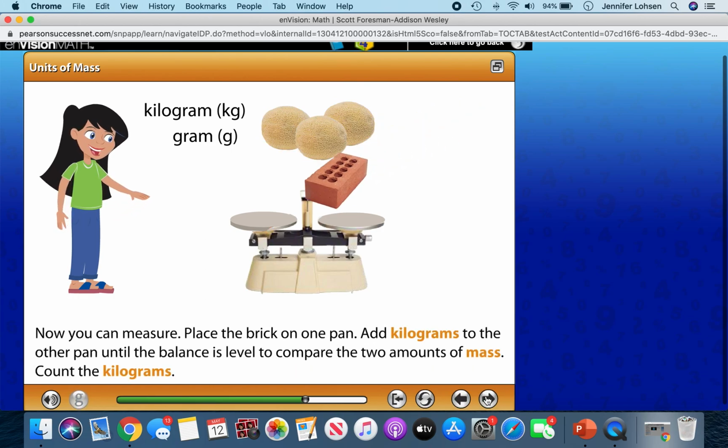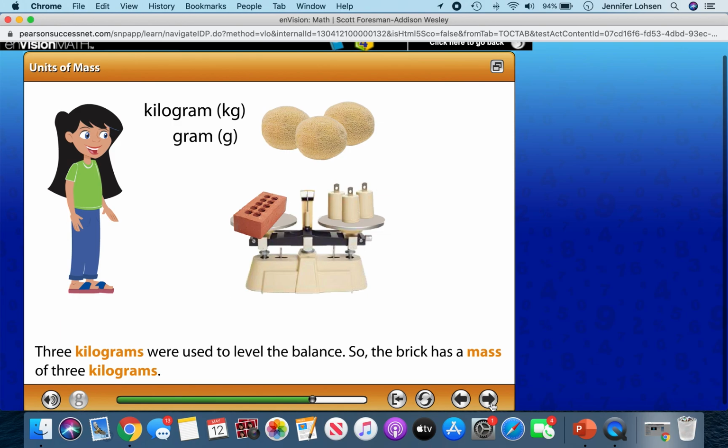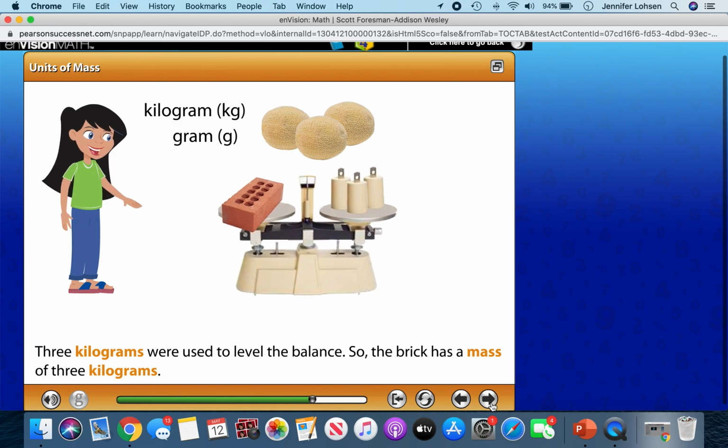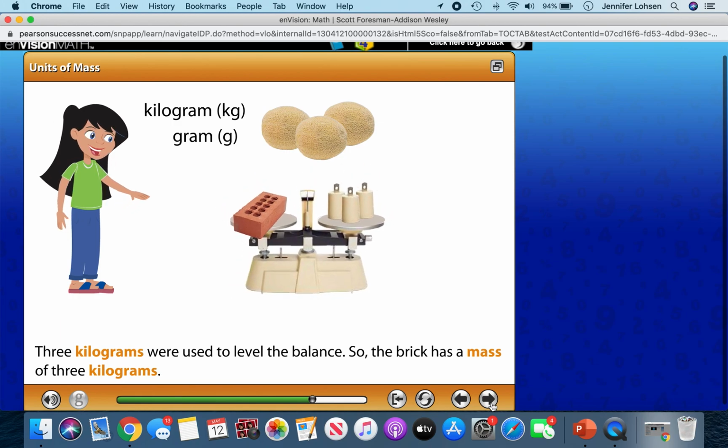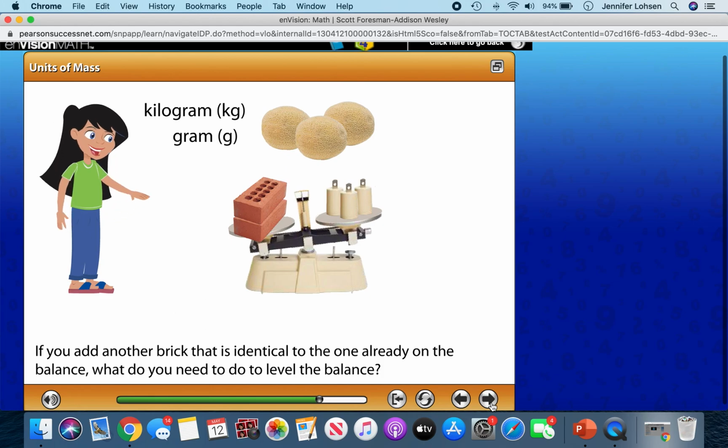Now you can measure. Place the brick on one pan. Add kilograms to the other pan until the balance is level to compare the two amounts of mass. Count the kilograms. We have 1, 2, 3. 3 kilograms were used to level the balance. So, the brick has a mass of 3 kilograms. If you add another brick that is identical to the one already on the balance, what do you need to do to level the balance?